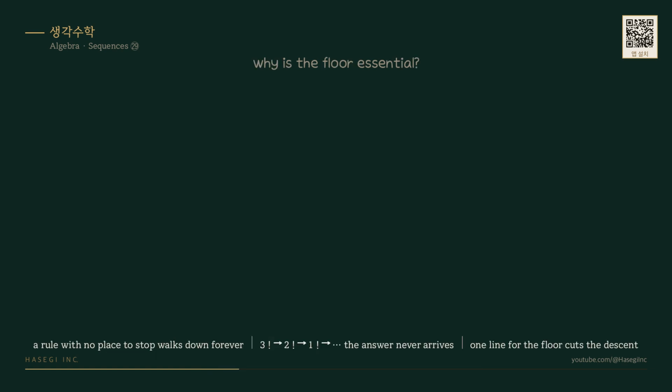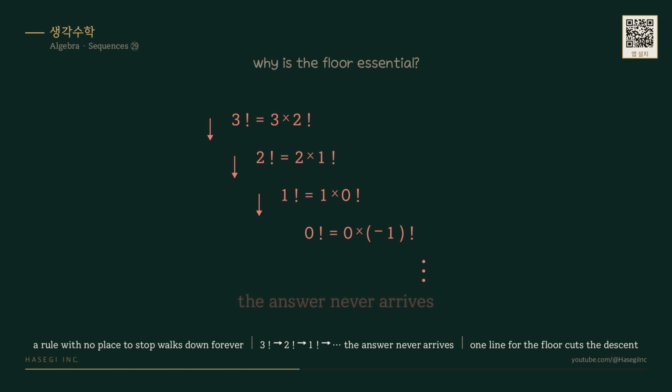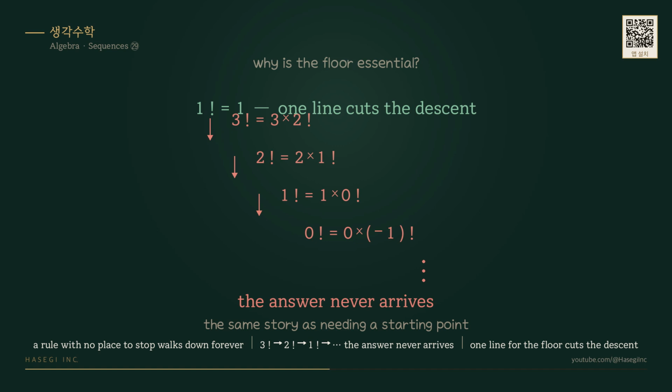Now you can see why the floor is essential. With a rule but no place to stop, you walk down the stairs forever. Ask for 3 factorial and it asks for 2 factorial, which asks for 1 factorial, which asks for the one before that. The answer never arrives. That single line, 1 factorial is 1, cuts the endless descent. It is the same story as needing a starting point in a recurrence.